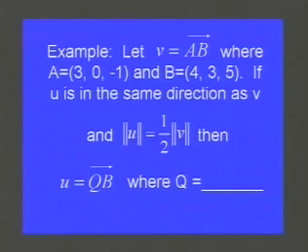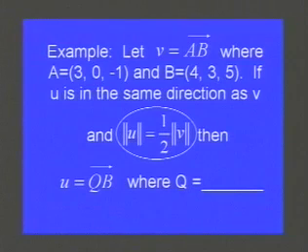Okay, so let's figure out what they're saying, right? u is in the same direction as v. They're parallel, and u is half as long as v. Notice also that u and v end at the same point. That's really important. v goes from A to B. u goes from Q to B. And this statement about u being half as long as v is essential to this whole problem.